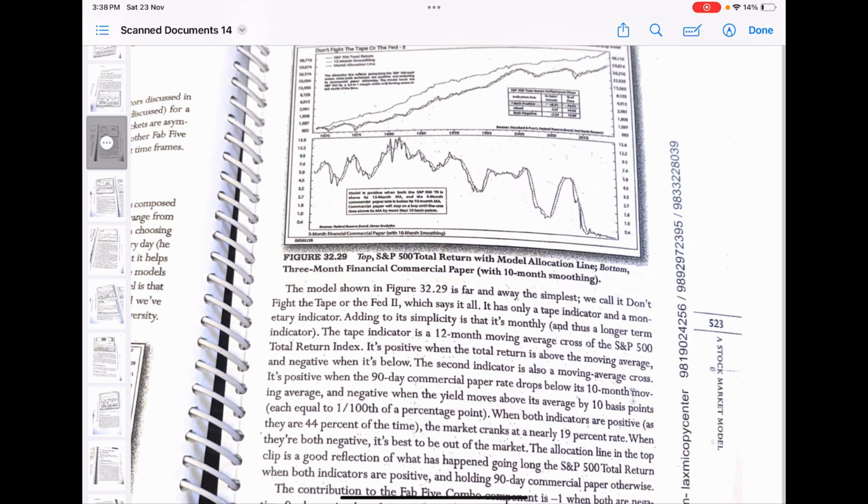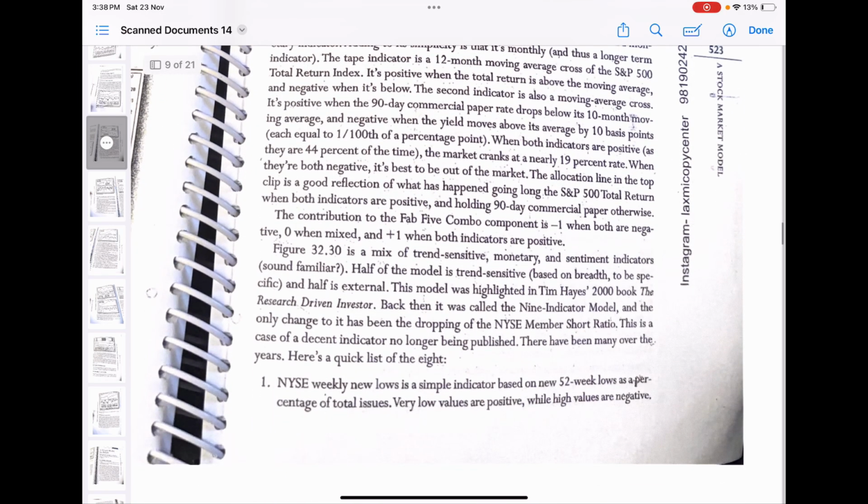The tape indicator is basically a 12-month moving average cross of the S&P 500 total return index. It's positive when the total return is above the moving average, and it is negative when the total return is below the 12-month moving average. The second indicator is also a moving average crossing average.